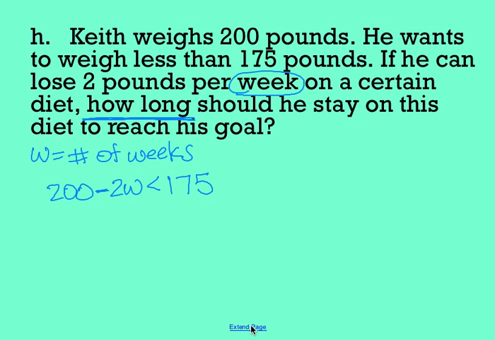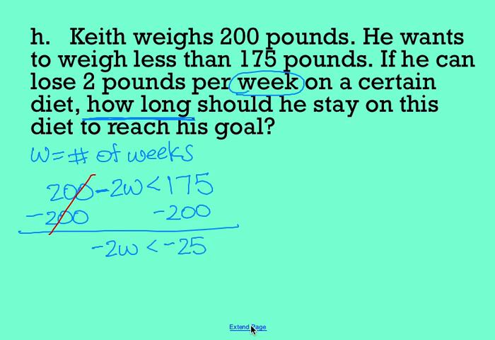So to get W by itself, I'm going to subtract 200 from both sides. So when I do that, these 200s cancel, and I can say that negative 2W is less than negative 25. And then I need to divide both sides by negative 2 to finish getting W by itself. When I divide by a negative, I have to flip my inequality symbol. So W, flip your inequality symbol, is greater than.